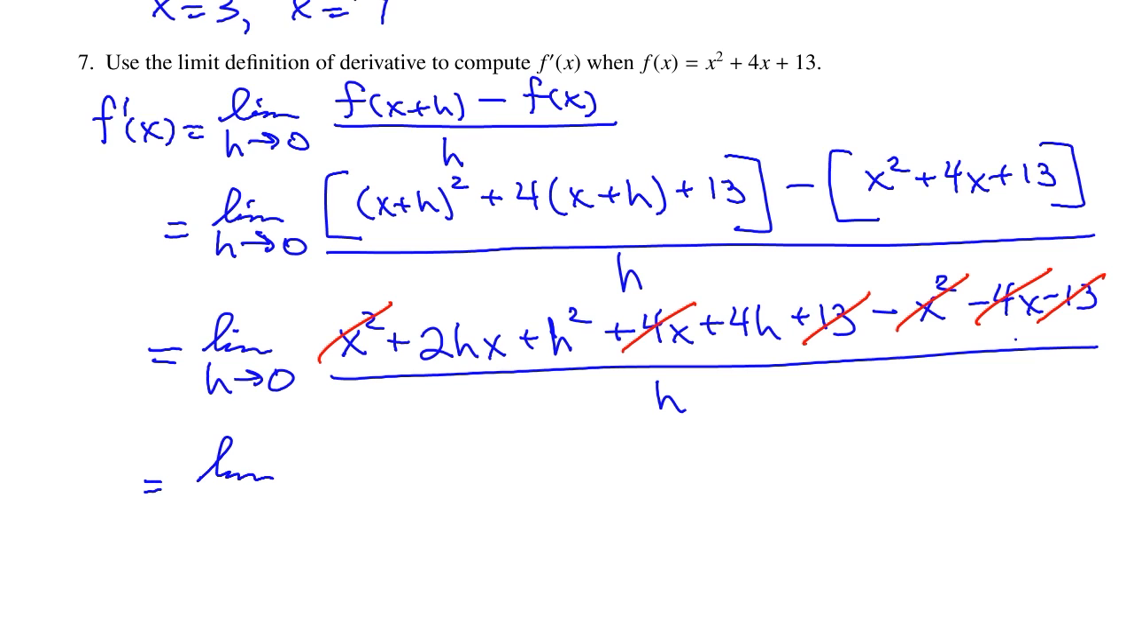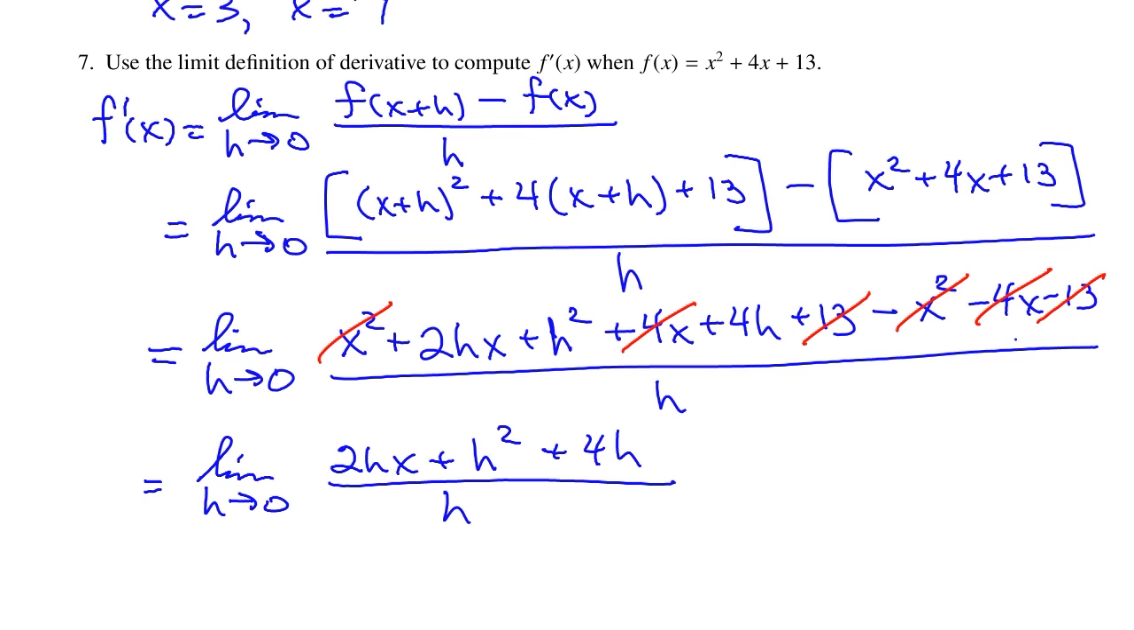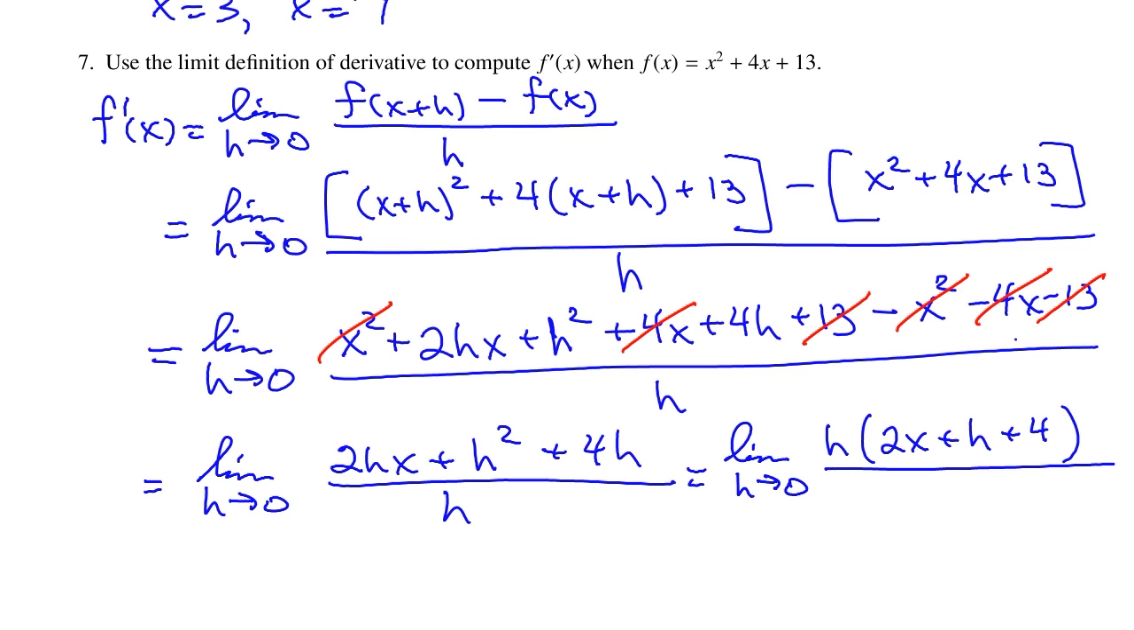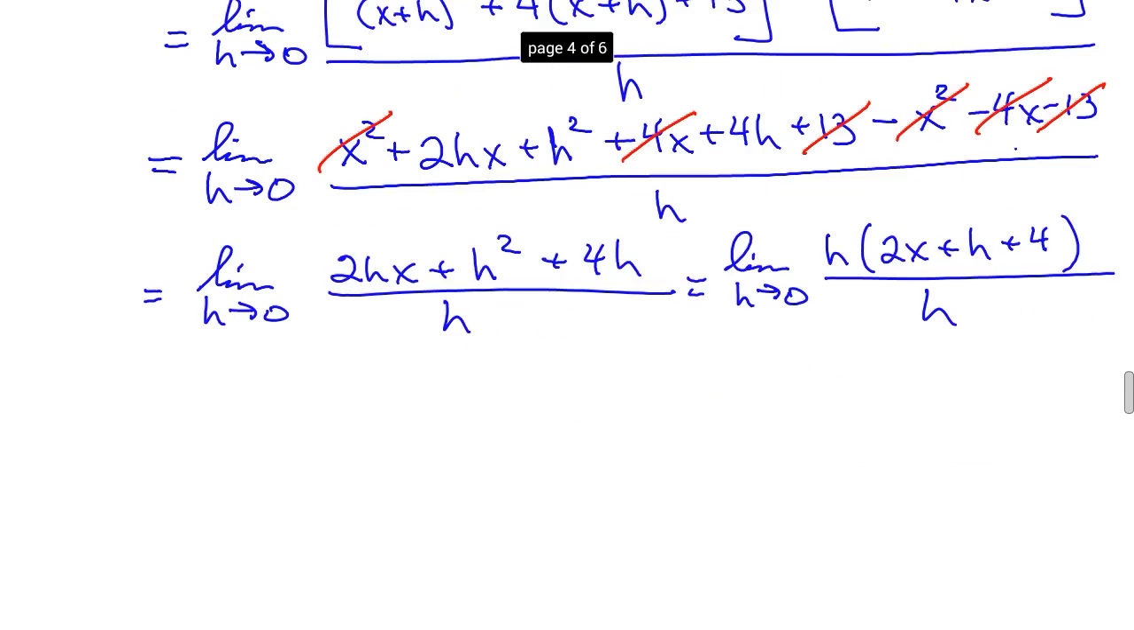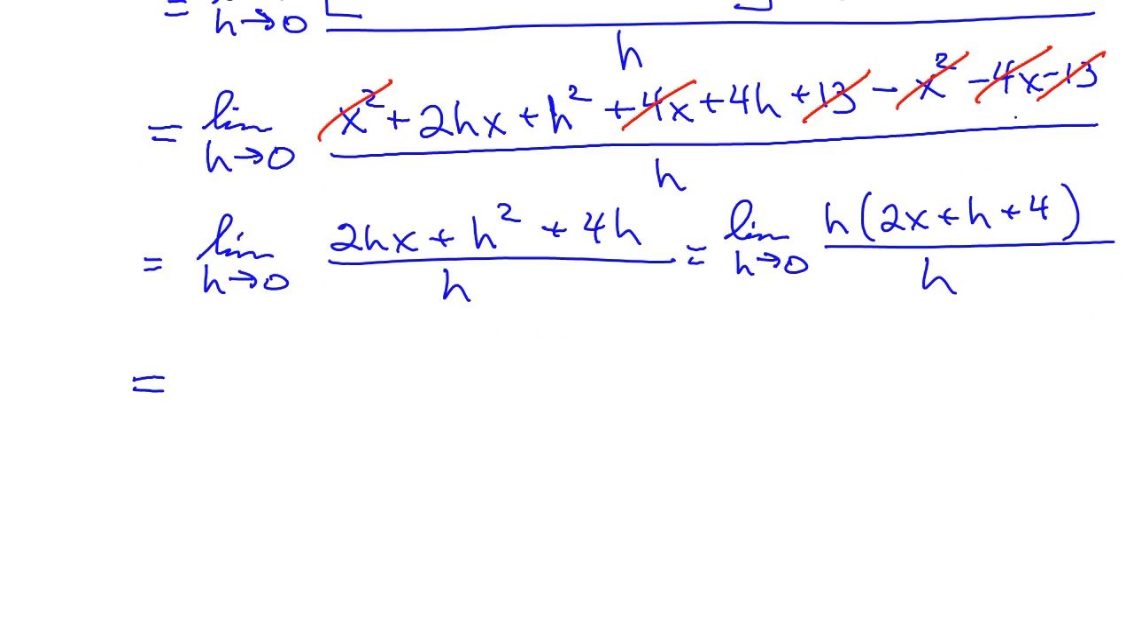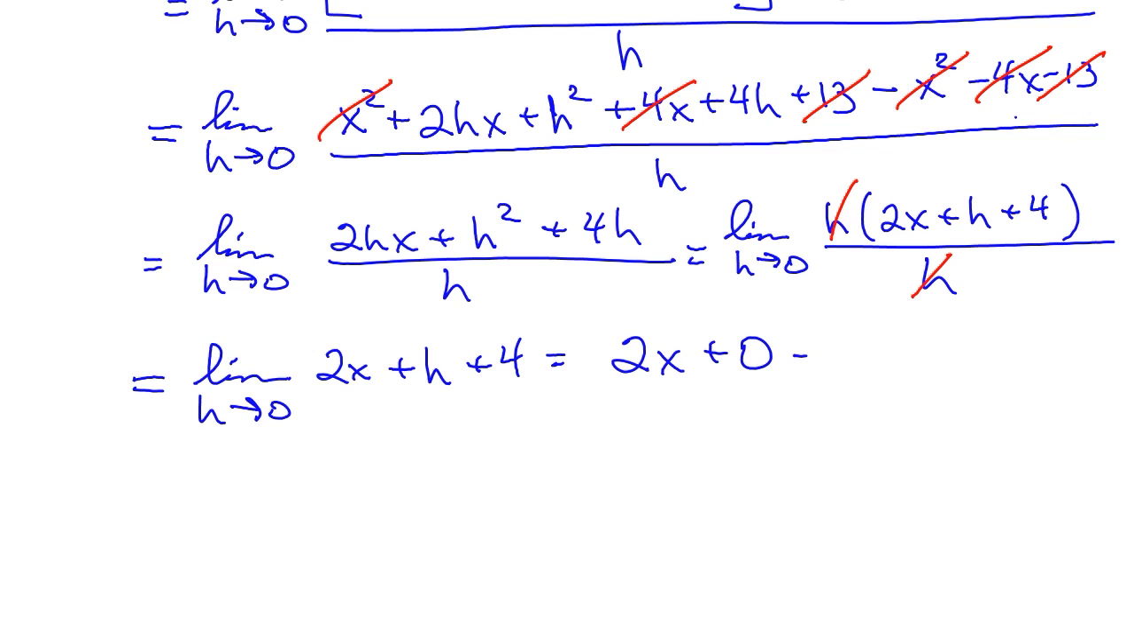And that leaves me with 2hx plus h squared plus 4h over h. Factor out the h. So we're going to get h times 2x plus h plus 4, divided by h. Cancel the h's. We have 2x plus h plus 4, and then evaluate the limit. So h goes to 0, and we get 2x plus 4.